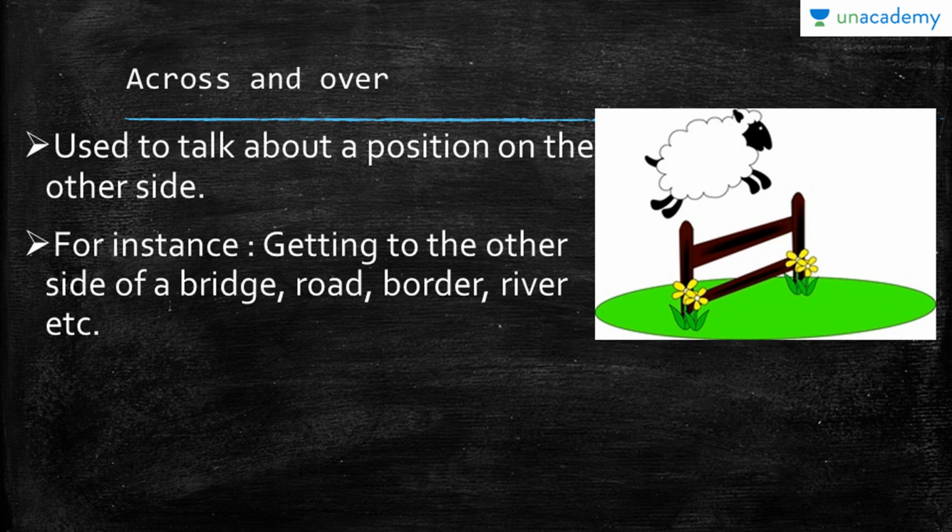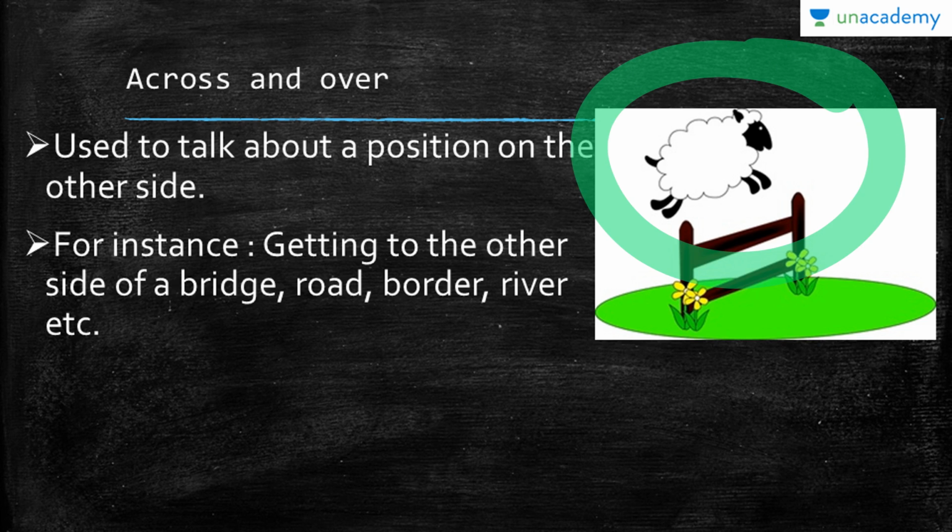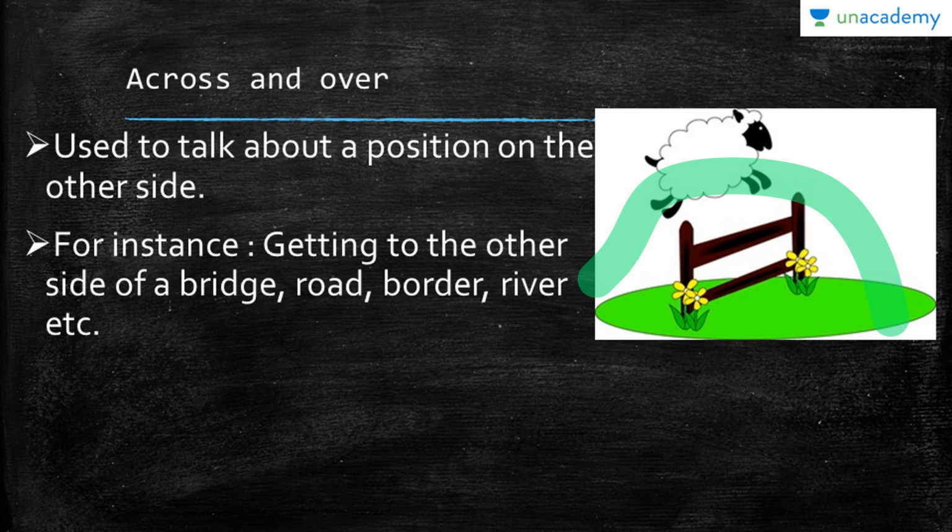When we use these two prepositions, we must have two sides and a boundary or anything of that kind that divides the two sides. For example, if you look at this picture, the sheep is crossing over or crossing across this hedge. This is the first side, this is the second side, and this is the boundary. Whenever we have these three things, we can use these prepositions.